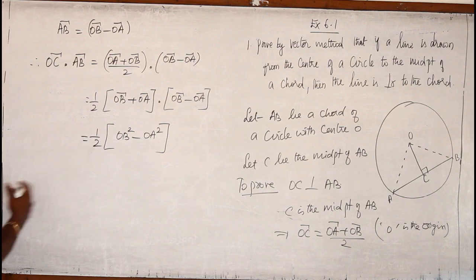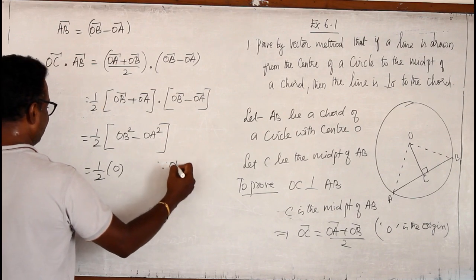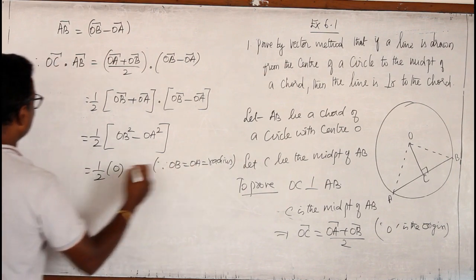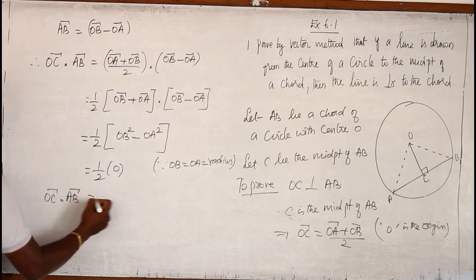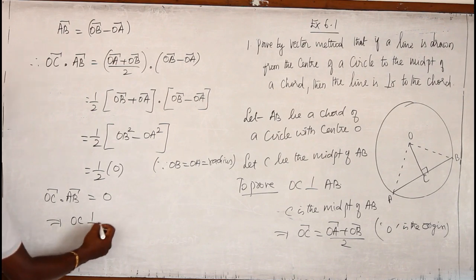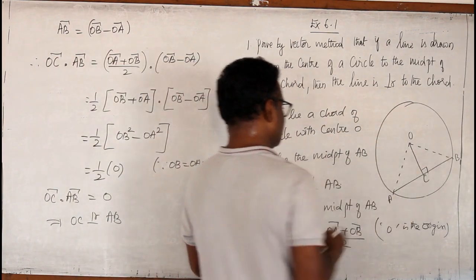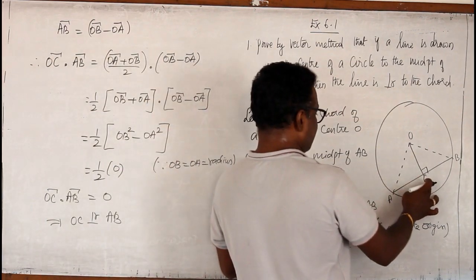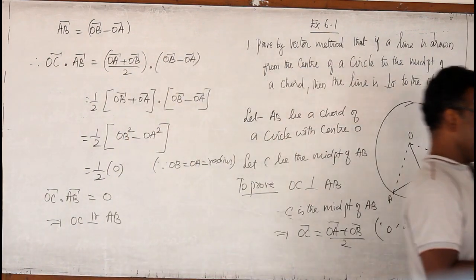I am just taking the magnitude value because this will be 0 since OB equal to OA equal to radius. Therefore, OC dot AB equal to 0. So when a dot product is 0, it means the vectors are perpendicular. Then this implies OC is perpendicular to AB. So we proved OC is perpendicular to AB. So a line from the center, if it touches the midpoint of a chord, then that line will be perpendicular to the chord AB. That is the first problem.